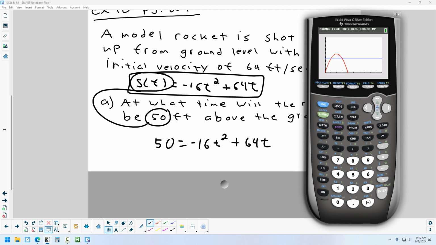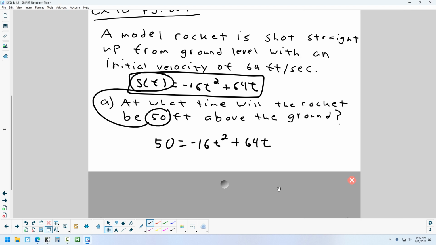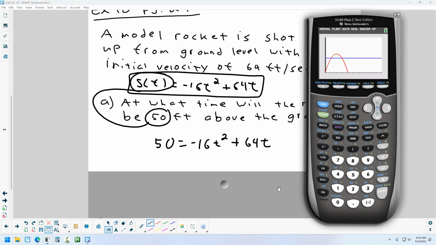So let's make sure we know what the question's asking. When is the rocket 50 feet above the ground? So that's going to happen twice. Second, calc, and then which option there do you think we want to use?